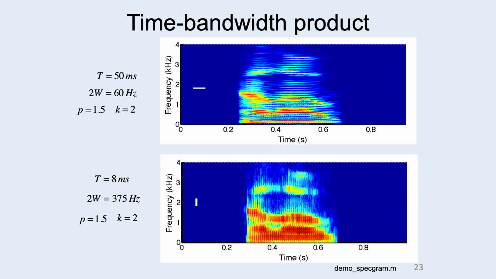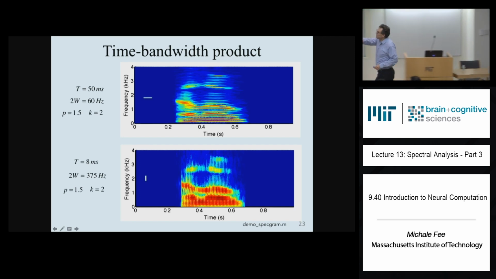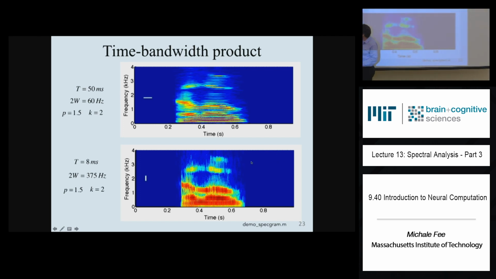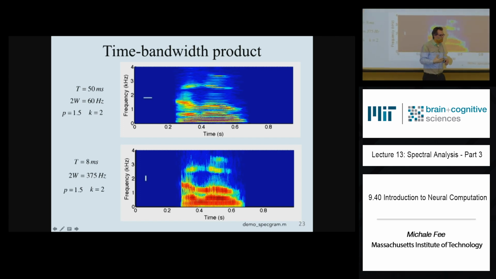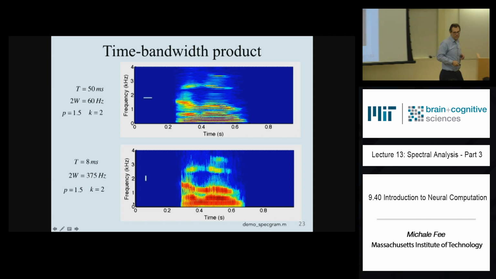For this spectrogram, I chose a shorter time window, 8 milliseconds. I chose a bandwidth of 375 hertz, which also corresponds to p equals 1.5 and k equals 2. And if you compute the spectrogram with those parameters, you get this example right here. So in this case, I kept the same p, the same time bandwidth product, but I made the time shorter. Okay? So the best way to do this practically is just to take a signal and try some of these different things and see what it looks like. That's really the best way to do it.